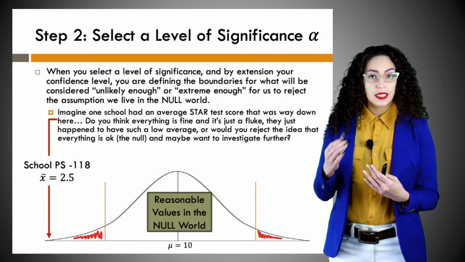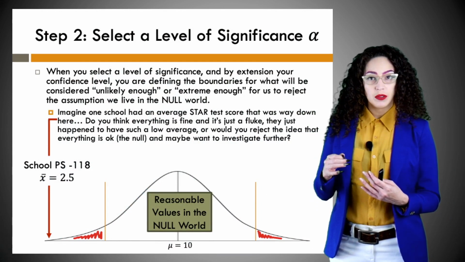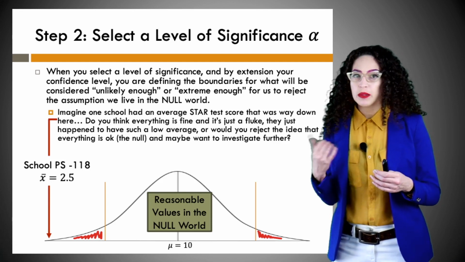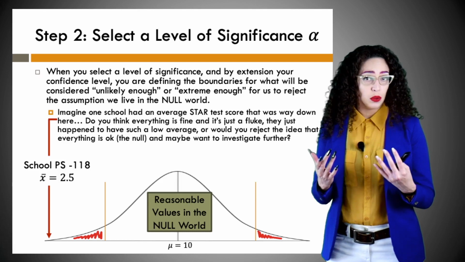When you select a significance level, and by extension your confidence level, you are defining the boundaries for what will be considered unlikely enough or extreme enough, extremely low or extremely high, for us to reject the assumption that we live in this null world.